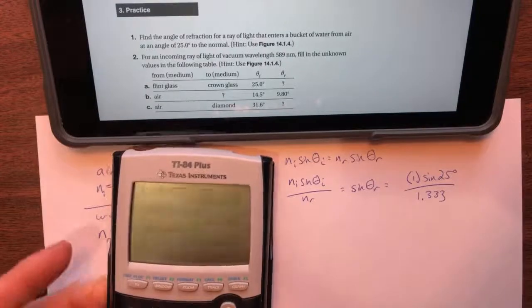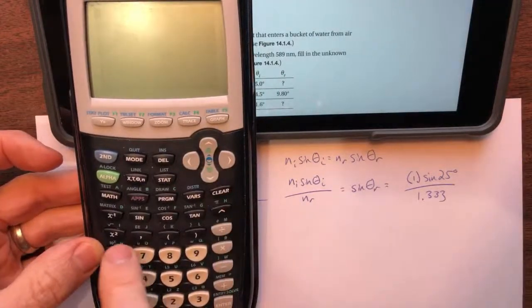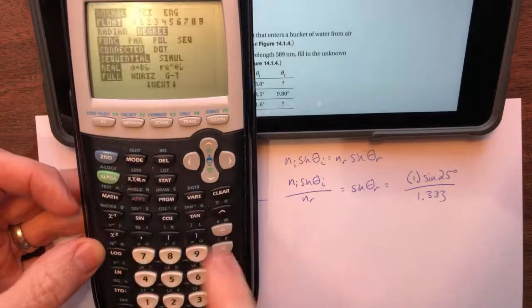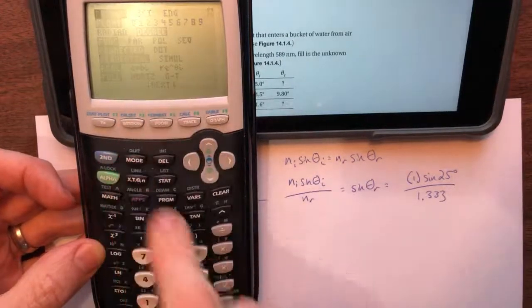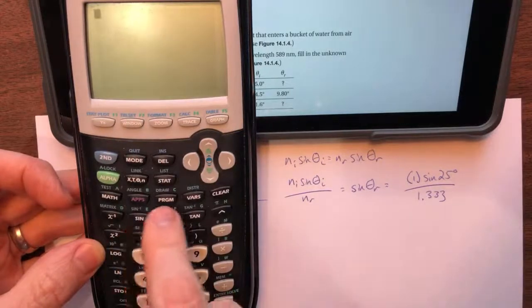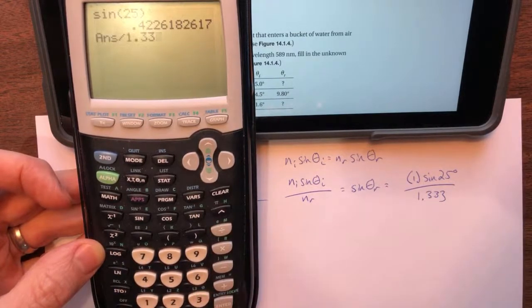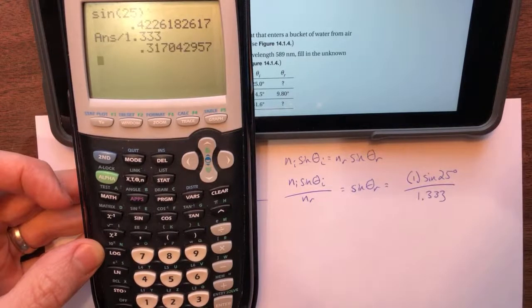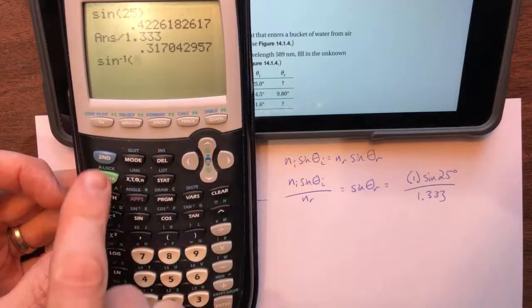And that's going to give us the sine, and once again, make sure you're in degree mode. Very important that you're in degree mode, because if you're not, your answer will be wrong. Sine of 25, 1 times that, and then we're going to divide by 1.333. That is the sine of our angle.